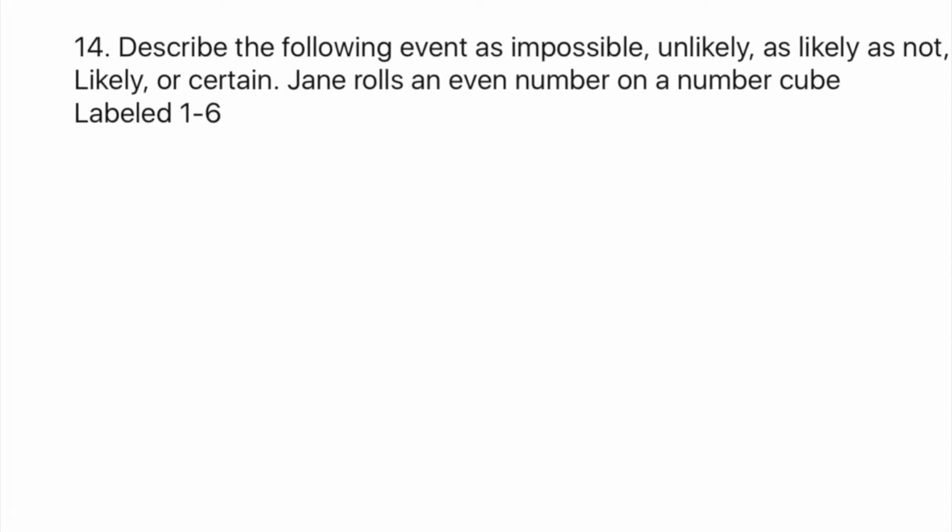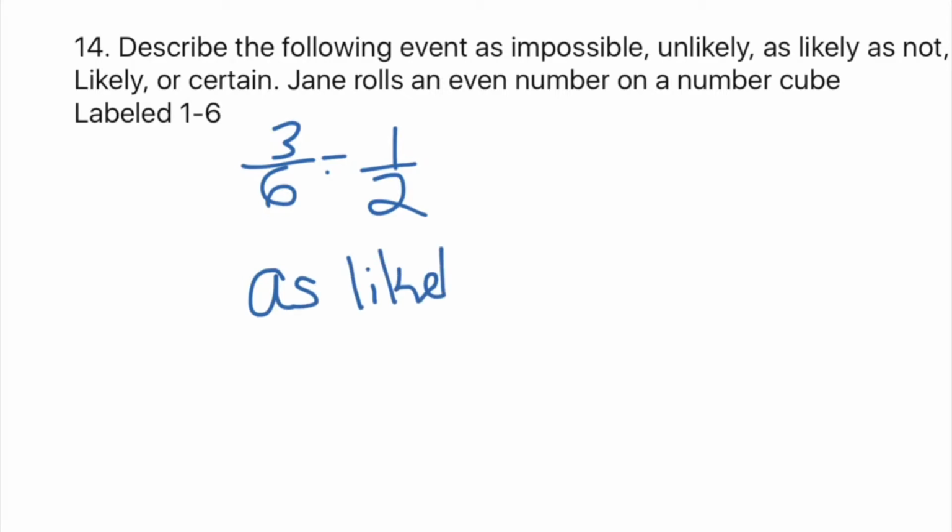Number 14. Describe the following event as impossible, unlikely, as likely as not, so that's kind of like your 50-50, likely, or certain. Jane rolls an even number on a number cube, labeled 1 through 6. Well, an even number on a number cube is 2, 4, 6, so that's 3 out of 6, or exactly 1/2. So since it's exactly 1/2, we would say that it is as likely as not.